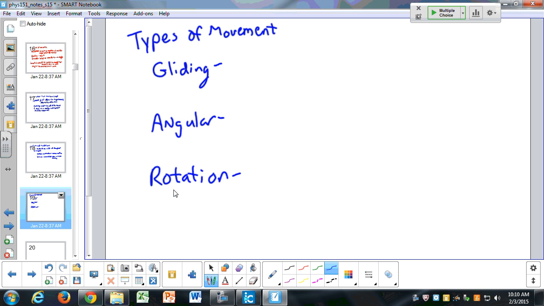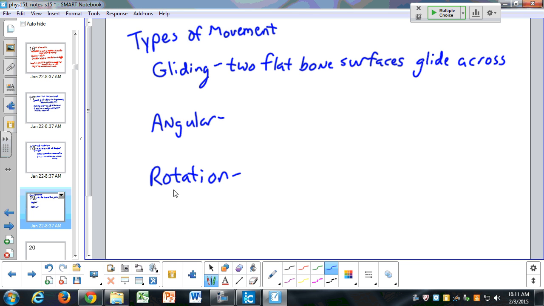Gliding is when you have two flat bone surfaces that move with respect to one another. They glide across one another. What's an example of the gliding joints? In your wrist and in your feet and your ankle, right? You have these bones that glide across one another. So wrist and ankle.